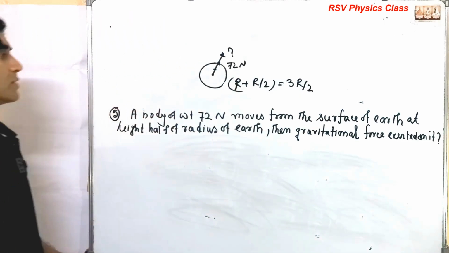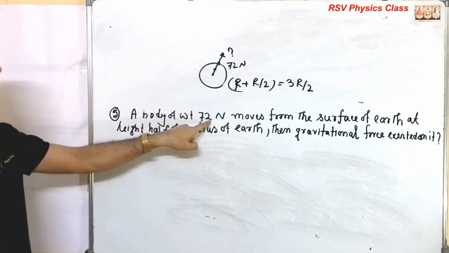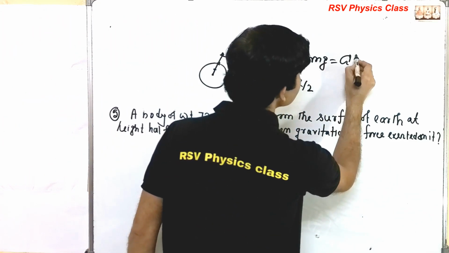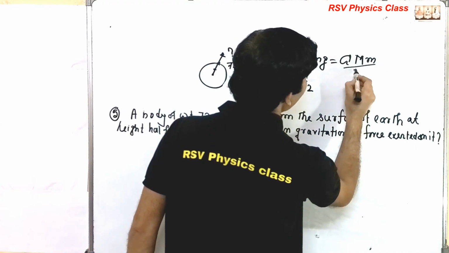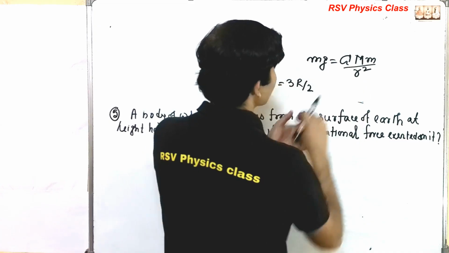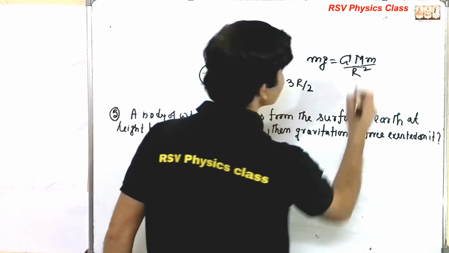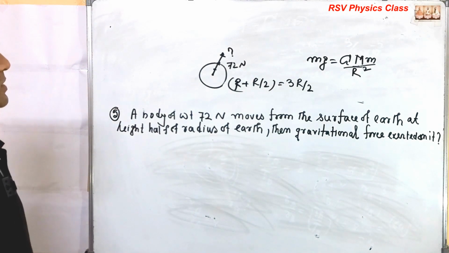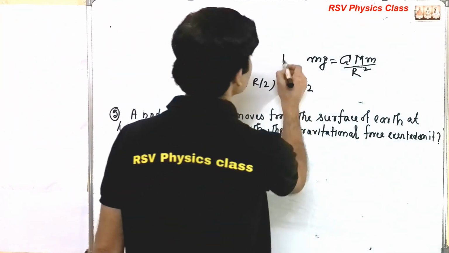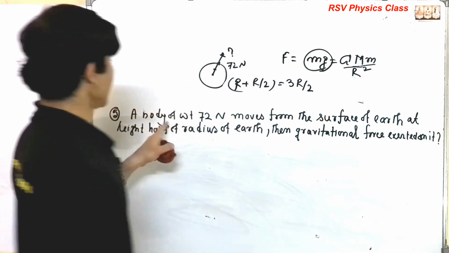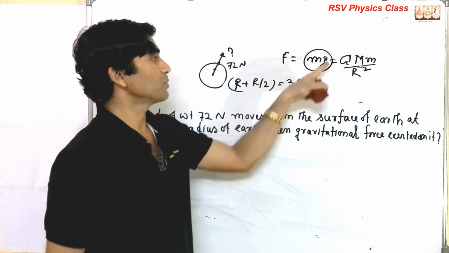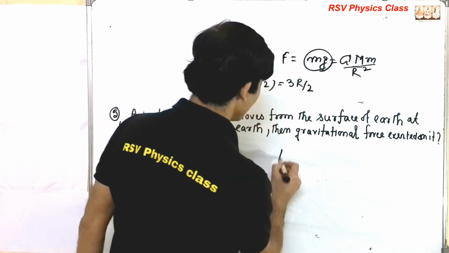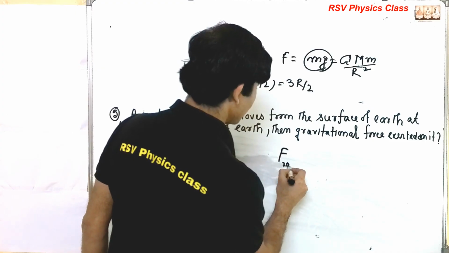So how much force will it face? The body weight means 72. So mg equal to, gravitational force is GMm over R square, with capital R. So this is the body weight. Now, how much will be the force at that height? So F, this force mg, this weight. Body weight means the gravitational force. So at the surface, whatever the body weight is, that is its gravitational force. Now the force at that height, 3R by 2, equal to how much?